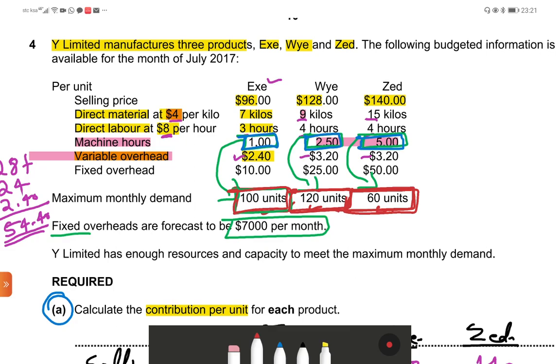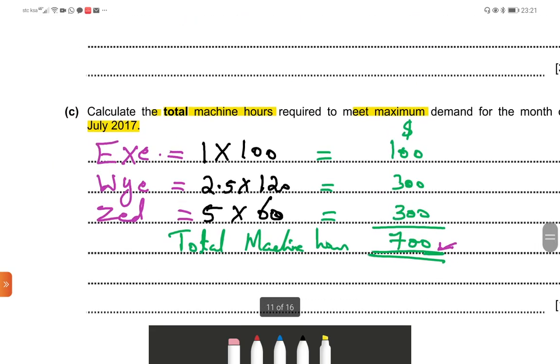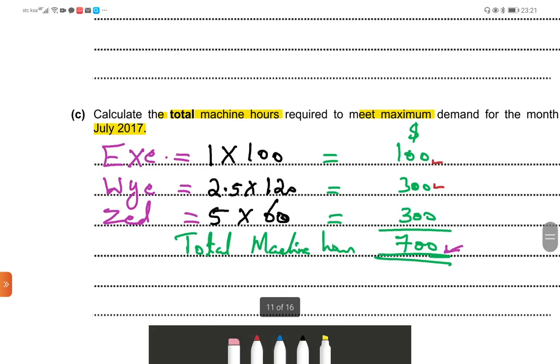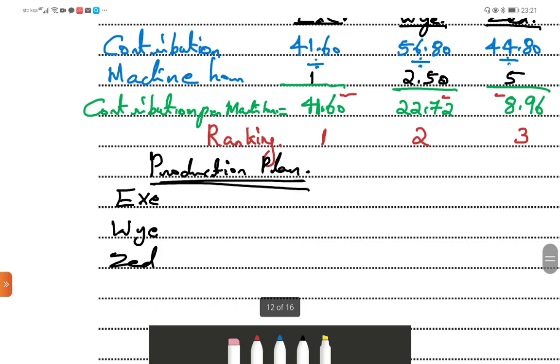X, 100 into 1. The machine hours required are given: 1, 2.50, 5. Here the required machine hours already we are given in part C. X 1 into 100, 100. Then Y 2.50 multiply 120, 300. So X and Y we can get full, but the Z we need 300. The balance only we use for Z. Here X, one into 100 is equal to 100.